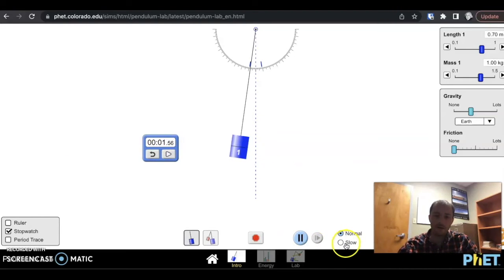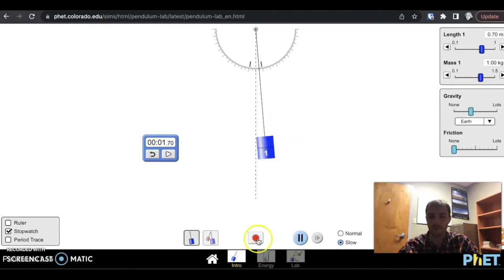Down here at the bottom is a slow motion option, which will allow you to measure the period of the pendulum as it oscillates in slow motion. So if I start it here, note that both the pendulum simulation as well as the stopwatch operate in this slow motion mode. So you can use that to basically increase the accuracy of your period measurements.